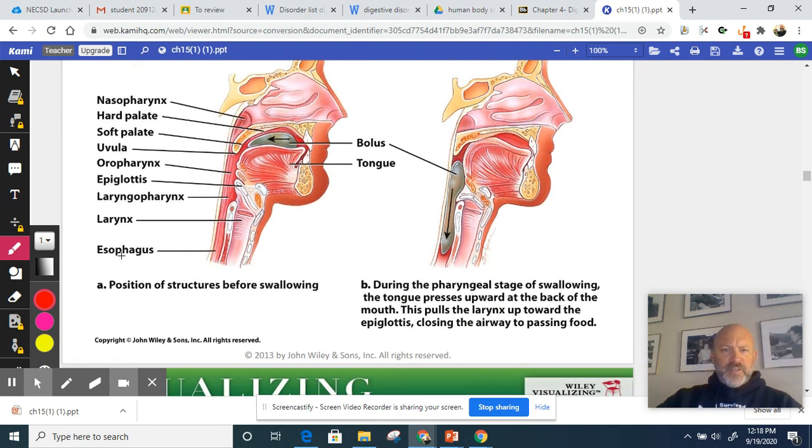All right, so here we see the bolus and we see swallowing happening. When you're breathing and talking, the trachea is open, right? The epiglottis is open when you're breathing and talking. But when you swallow, the epiglottis covers the opening of the trachea, and that causes the food to continue down the esophagus, which is where we want it to go.